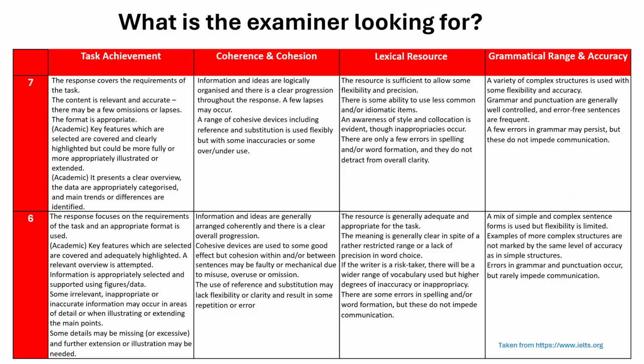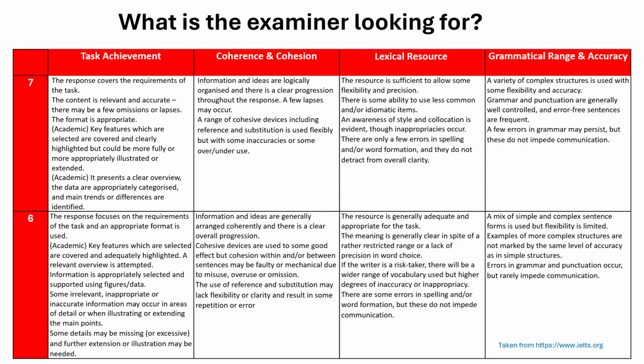I've only taken this from bands 6 and 7, and I've only got the information for the academic writing task 1. But if you want the full band score descriptors, just go to www.ielts.org and you'll find them there. Okay, so that's what the examiner is looking for.